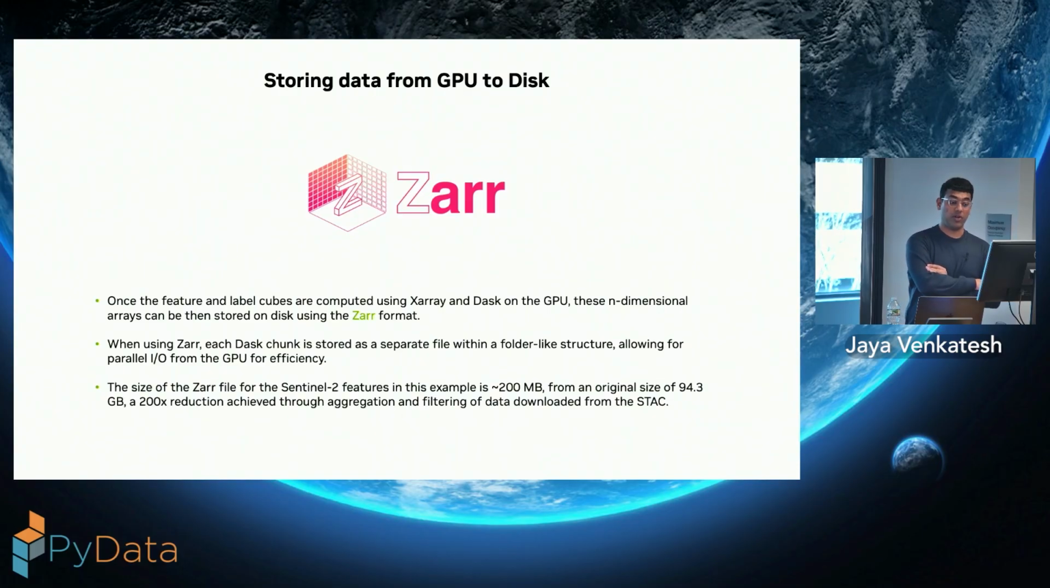So after the pre-processing, because we calculated an annual median and got rid of a lot of the pixels which had clouds in them or no data, we reduced the data down to close to 200 MB from the 94 GB where we started. And all of this was done from the pre-processing pipeline on Dask itself.